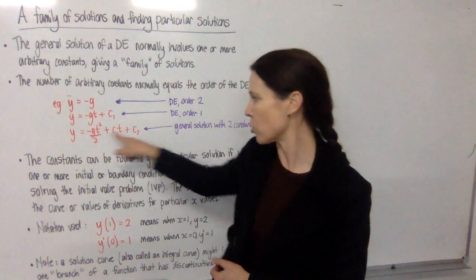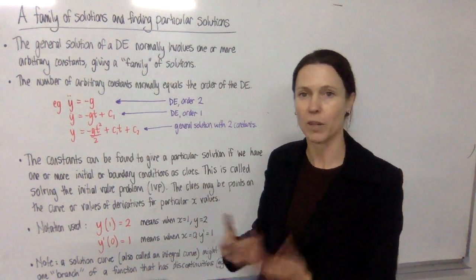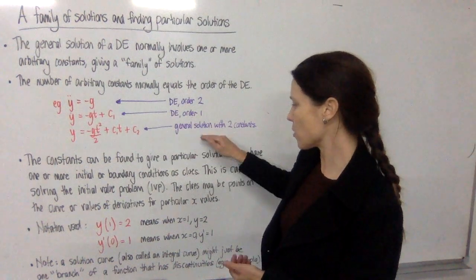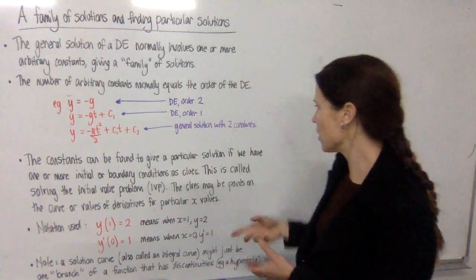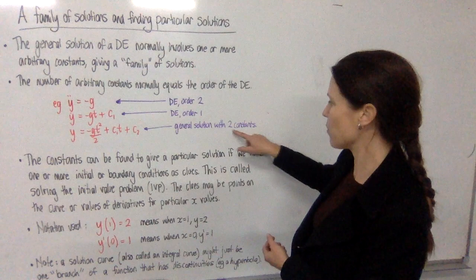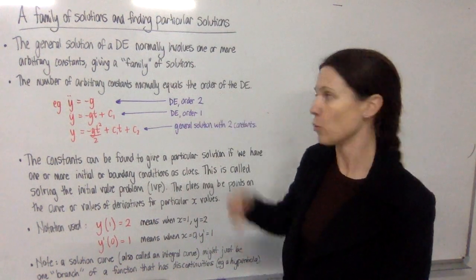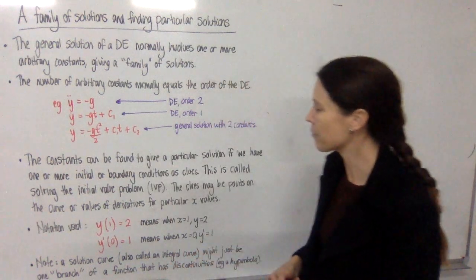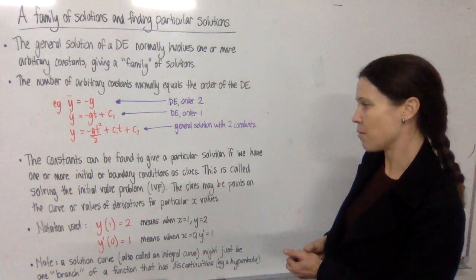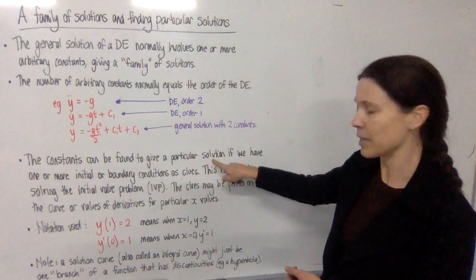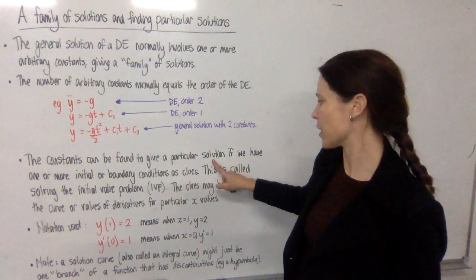This is not a differential equation because it doesn't have y dash or y double dash in it. It's a general solution, in other words a normal equation, with two constants in it. And we've got two constants because we started integrating 2 steps up with a second derivative. So the constants can be found to give us a particular solution, and we did this with our projectile motion.